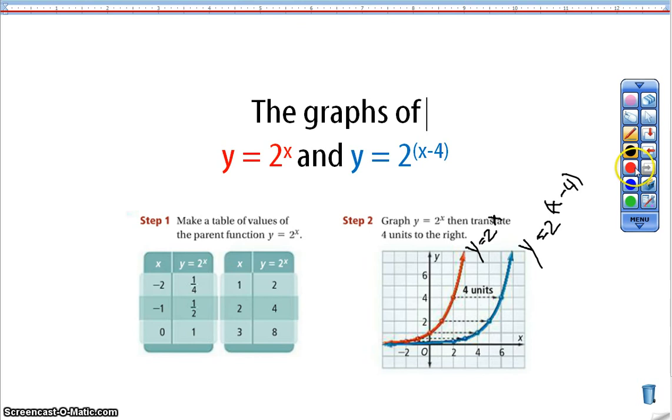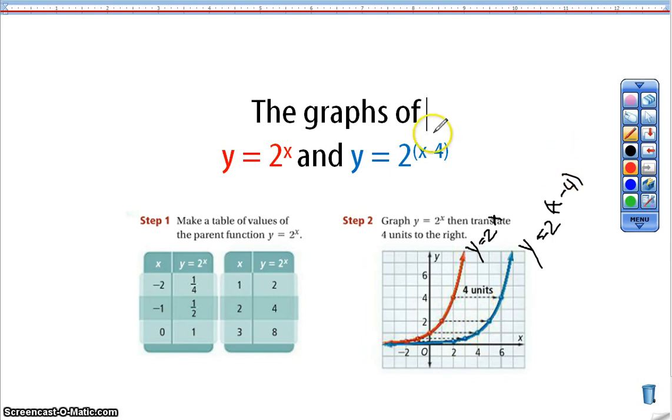You can see on this one that when I have this, the blue graph is actually just shifted over 4 units to the right. Notice they just took this point right here and went 1, 2, 3, 4. They took this point on y equals 2 to the x and moved it 1, 2, 3, 4. Every point was just moved over 4 units to the right.